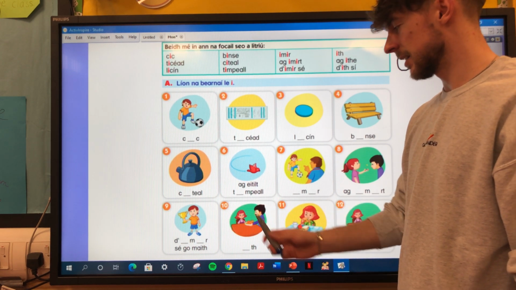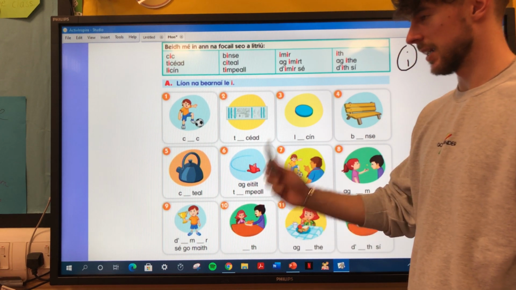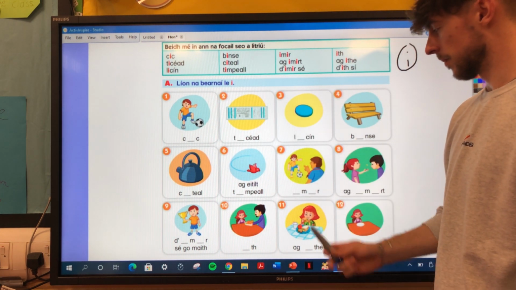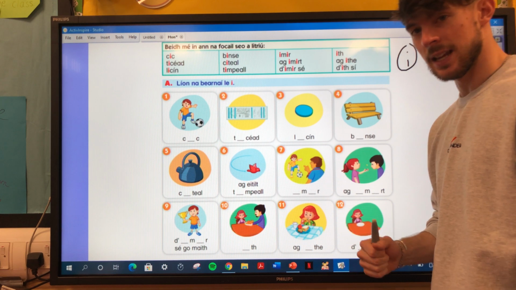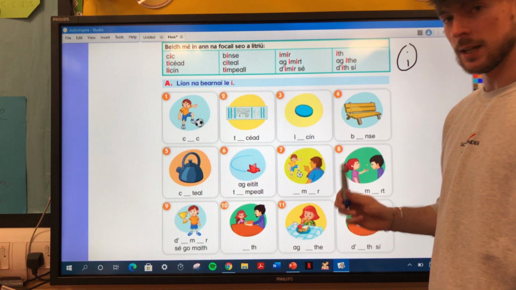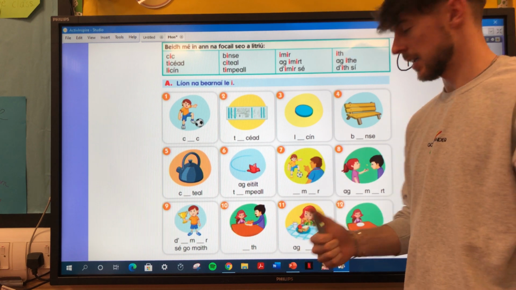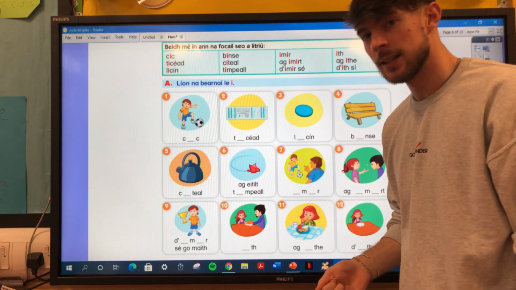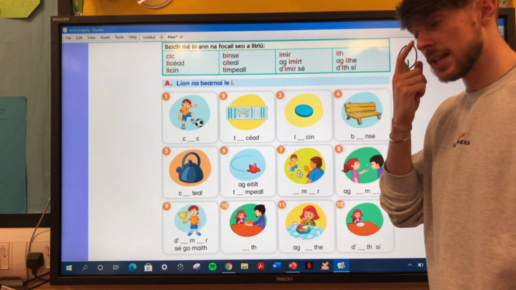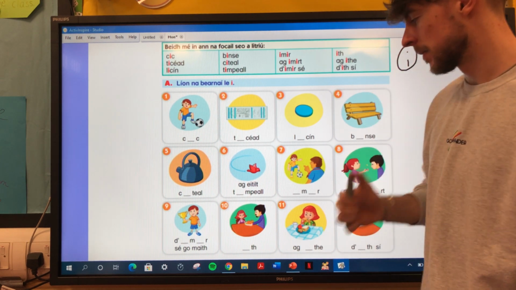Ag etelt timple. So ag etelt timple, so flying around. Ag etelt timple. Immer, so playing, so immer. Ag immert is playing, so immer is play, and ag immert is playing. So the ing comes from the ag. Okay, so ag immert is playing.